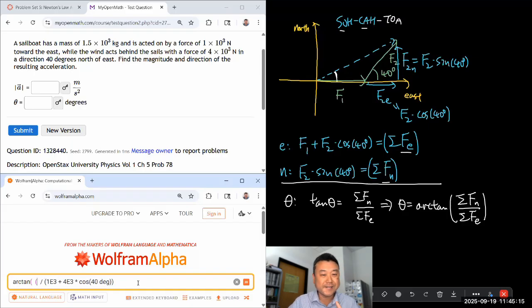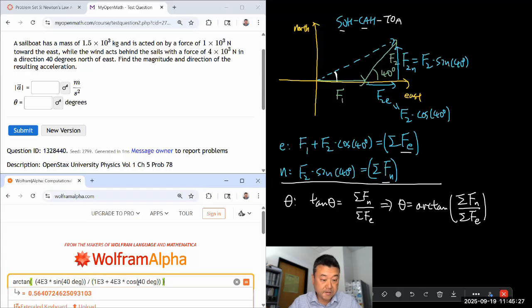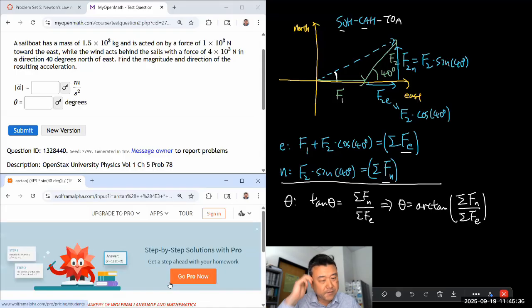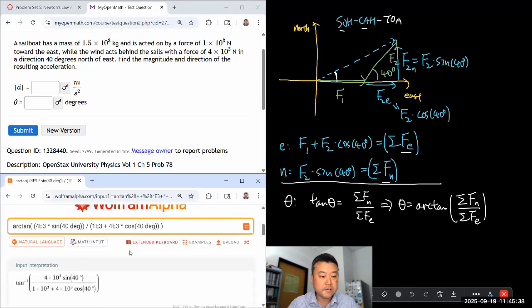I got distracted. So that's the 4E3 times sine of 40 degrees. So the northern component divided by the eastern component, that should be the tangent of theta. So doing arctangent is this. Now this is the number in radians. I have a sense that if I press enter, it'll give me an angle in degrees. So let me use that.